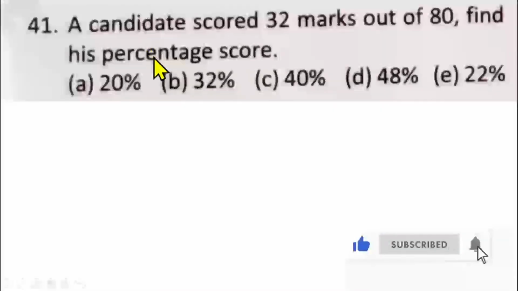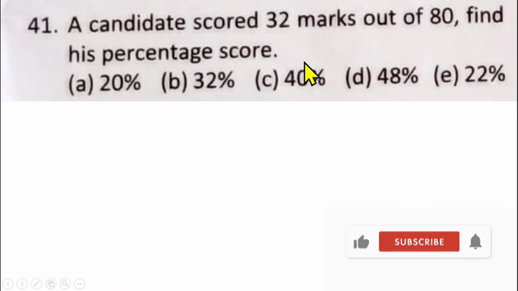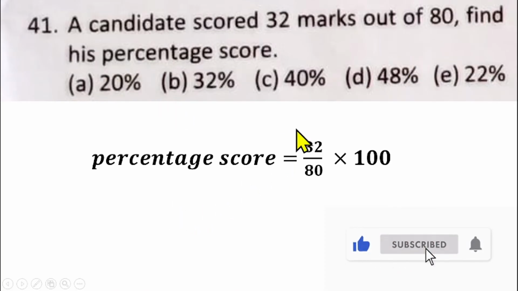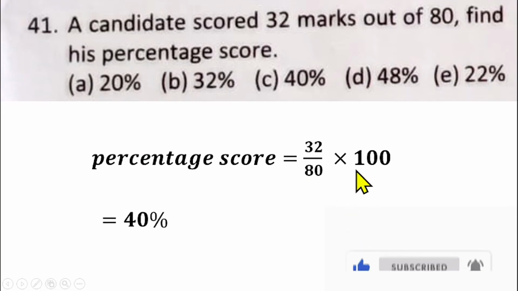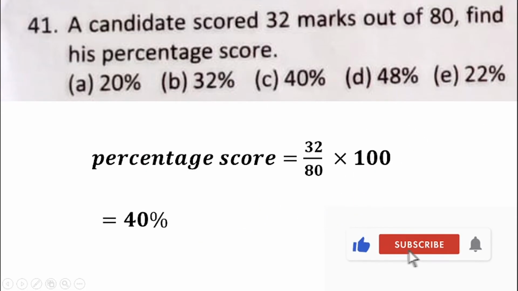Question number 41. A candidate scored 32 marks out of 80. Find his percentage score. So that should be 32 over 80 multiplied by 100, and that should give us 40%, which makes option C the right answer.